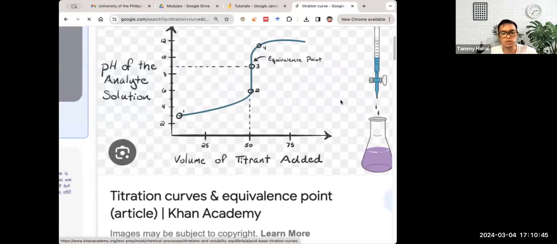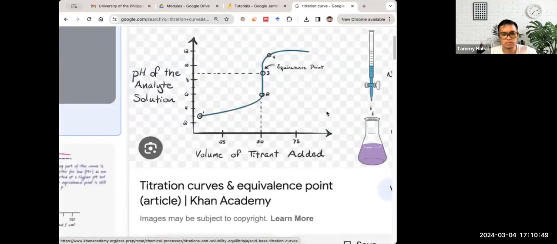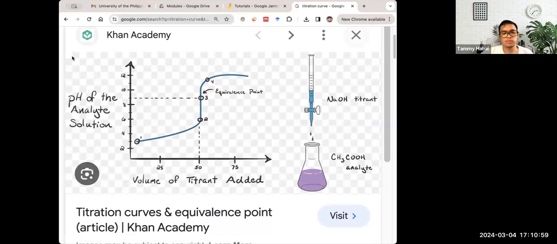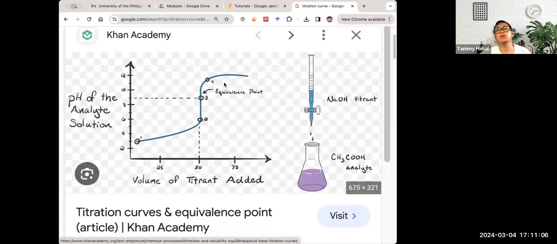As you increase the volume of your titrant, for example, this is your acetic acid and your sodium hydroxide. So acetic acid is a weak acid, by the way. What's the difference? A weak acid dissociates only partly, while a strong acid or strong base dissociates completely. By the way, the color change marks the equivalence point.